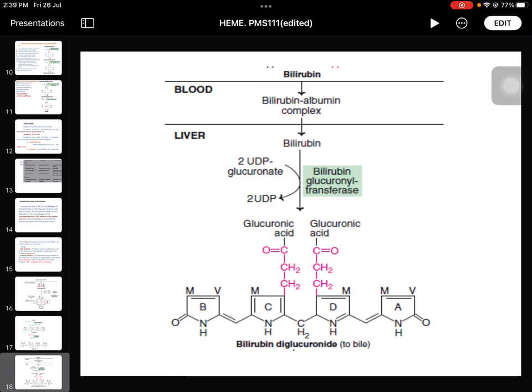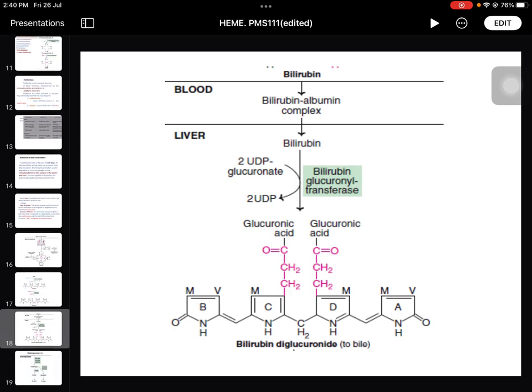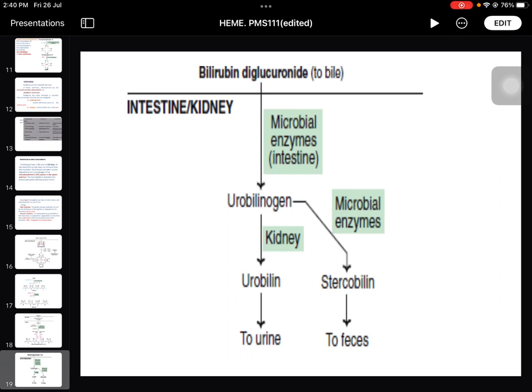Thus, bilirubin is transported to blood through the circulatory system. In the blood, this bilirubin binds with albumin, a simple protein. Thus, it forms the bilirubin-albumin complex. From the blood, this complex is transported to the liver. There, it binds with UDP glucuronide with the help of the enzyme bilirubin glucuronyl transferase. Thus, it forms bilirubin diglucuronide. This bilirubin diglucuronide is now transported to the intestine or kidney for excretion.